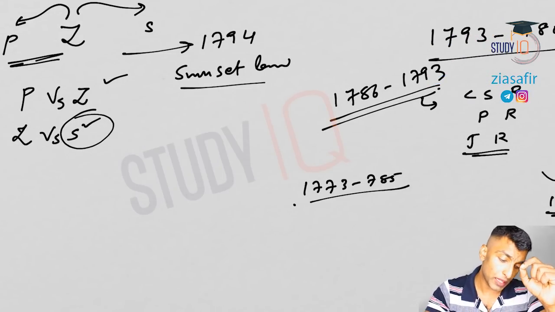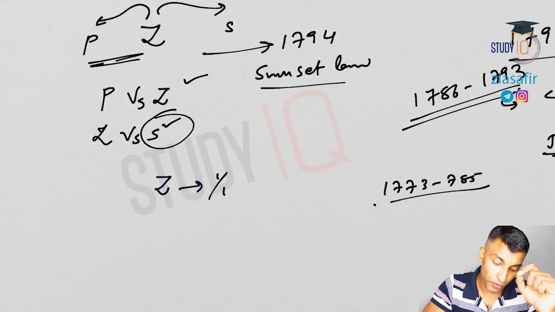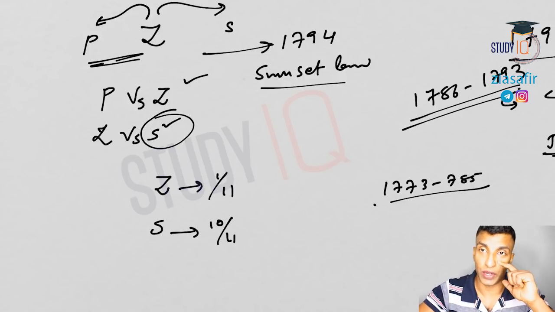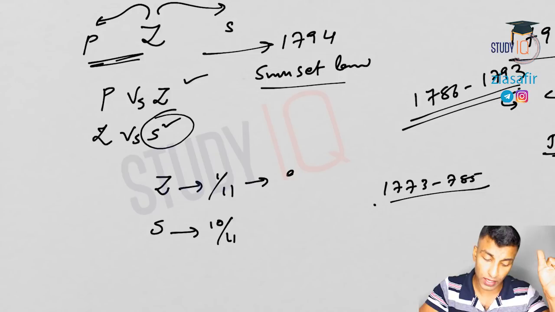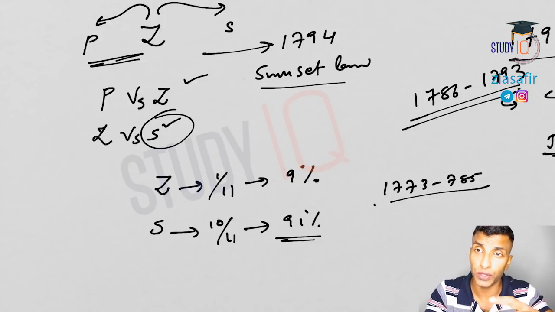Now, why is the Zamindar working? What will the Zamindar get? Zamindar will get a share of 1/11. The State will be getting a share of 10 by 11 out of the collected revenue. So that means if you put it in percentage, there's going to be 9% and 91%. So basically zamindars are working for this 9%.